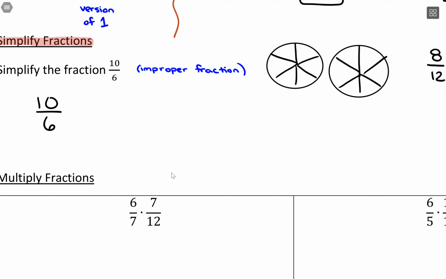sorry, not perfect, but good enough, here we have 6 of those 6 pieces, and then we have 4 more to represent 10 of these 1/6 pieces. So an improper fraction goes beyond just one whole piece, and then we have some extra.